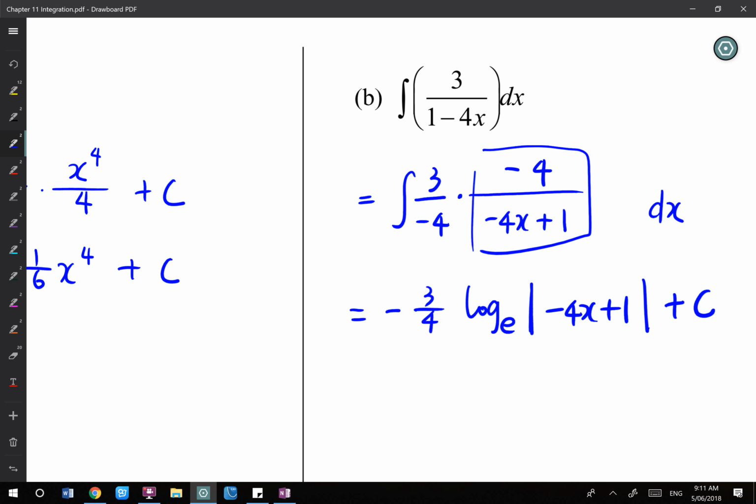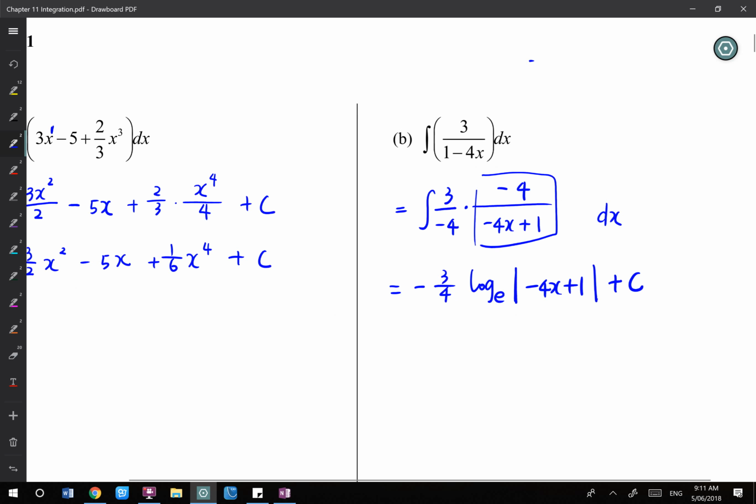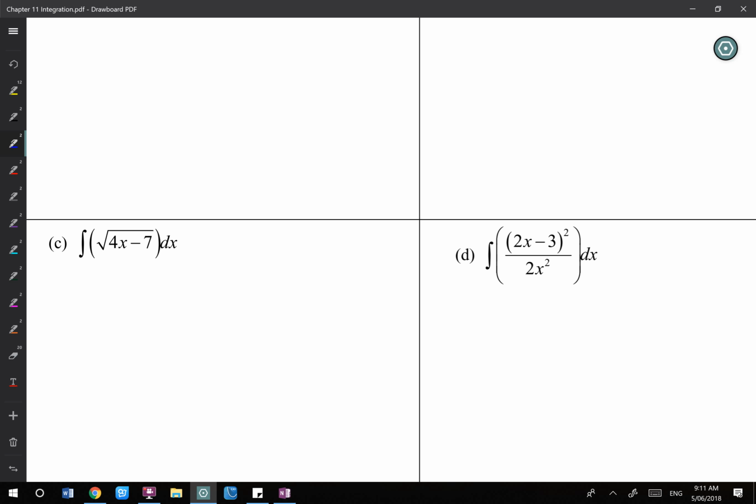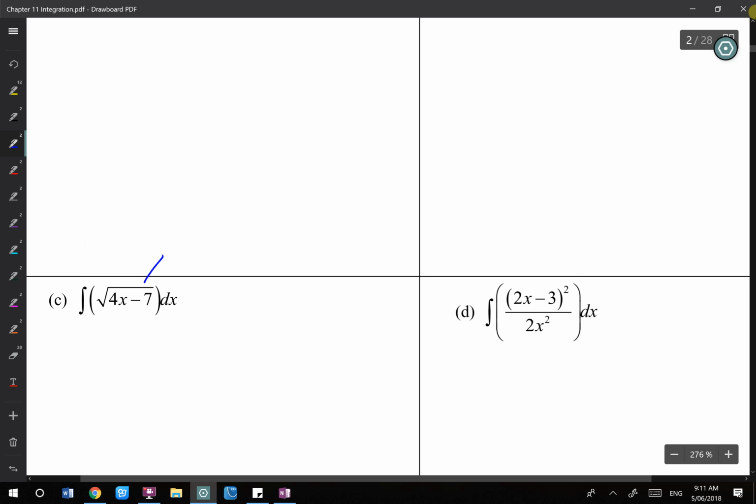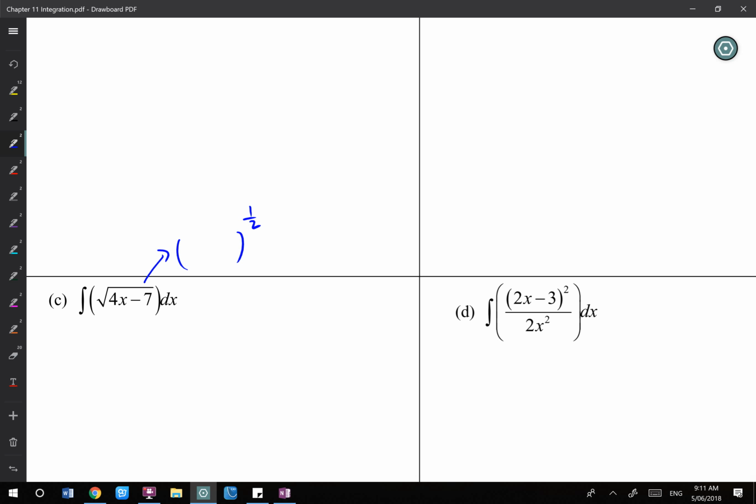How to make it from here back to the original. The questions are not that easy. It needs you to change the form first of all by yourself. For example, that will change to a power of a half. You change it to a power of a half. As long as the power is not negative 1, that's a power function, you use the power function rule.